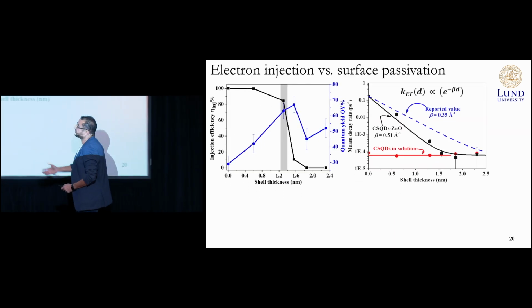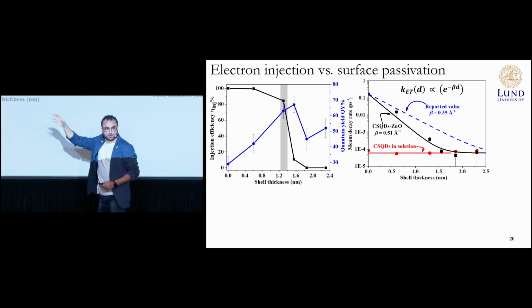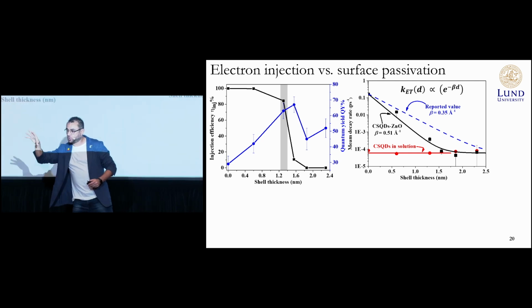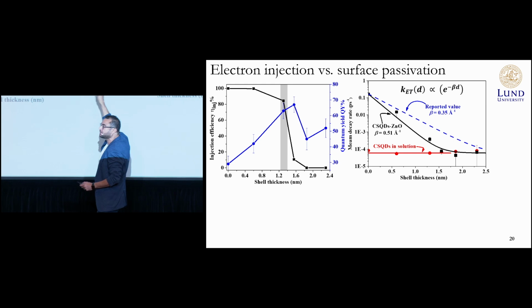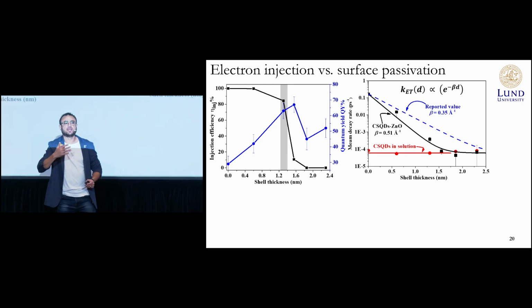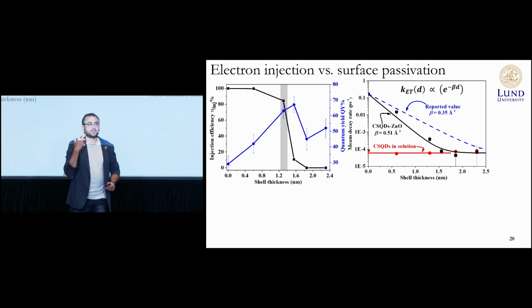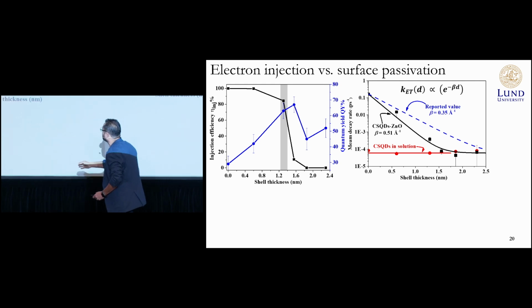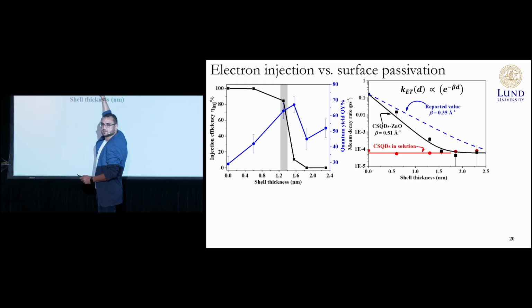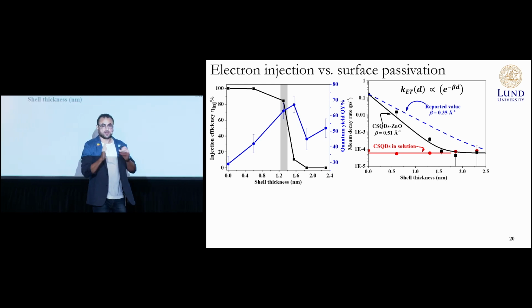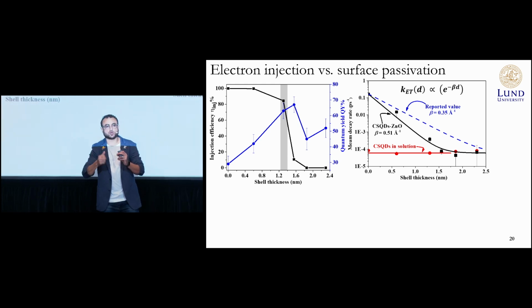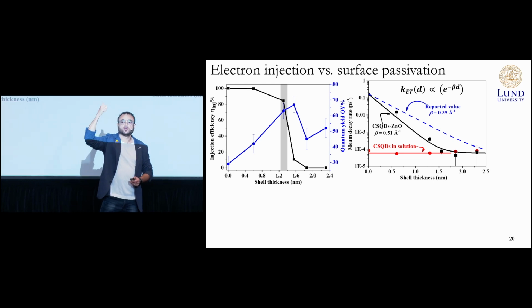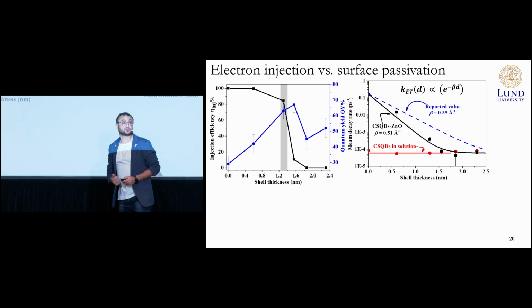And when we compare the injection efficiency of electrons from the core via the shell to zinc oxide as a function of the quantum yield, what is quantum yield? Quantum yield simply reflects how good your sample is. Are there any trap states or not? And you see that we got what we call an optimal distance, which is around 1 nanometer, where within this shell thickness, the quantum dots are well passivated. Awesome. What else? The electron injection efficiency is still very high, almost 80%.